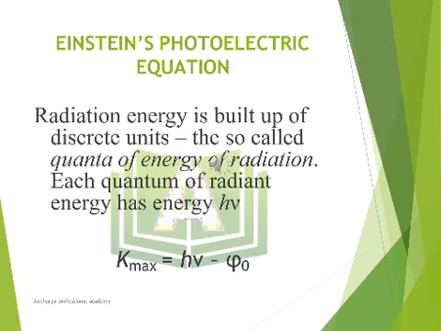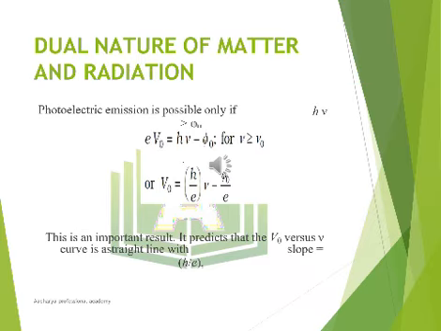So the above equation gives the condition for the photoelectric emission. Most of the students get confused with the stopping potential and the work function. First, we have seen the formula: the maximum kinetic energy, K max, is equal to e into V naught, where V naught is the stopping potential, that is, the minimum negative retarding potential at which the photocurrent is zero.